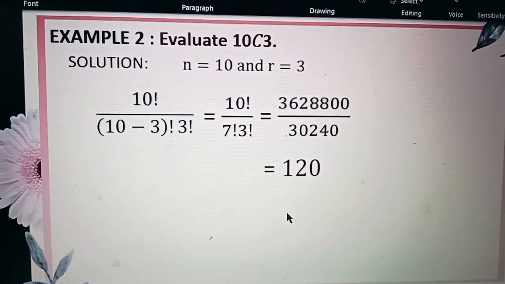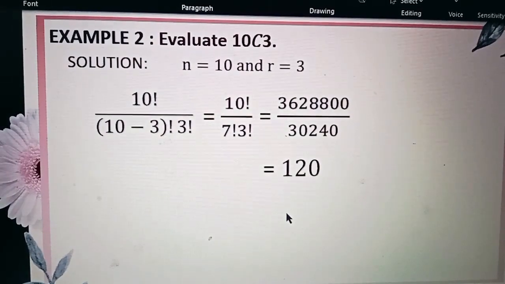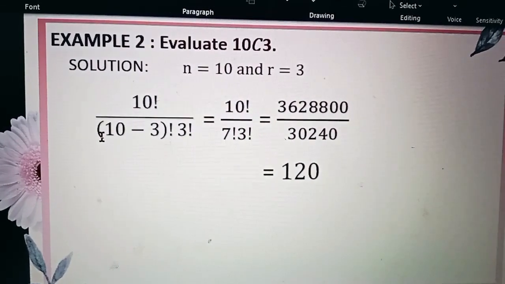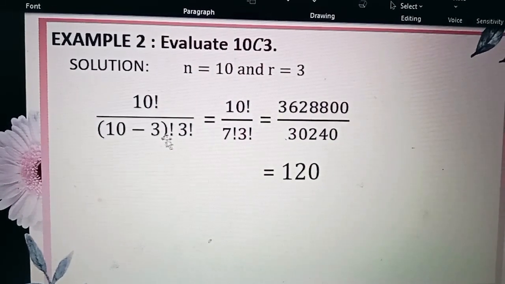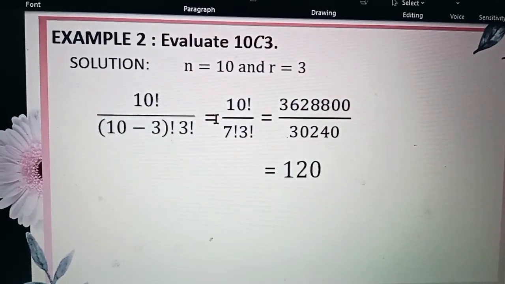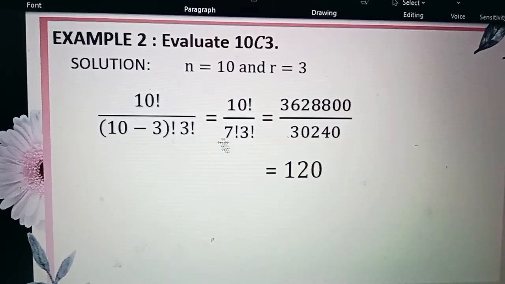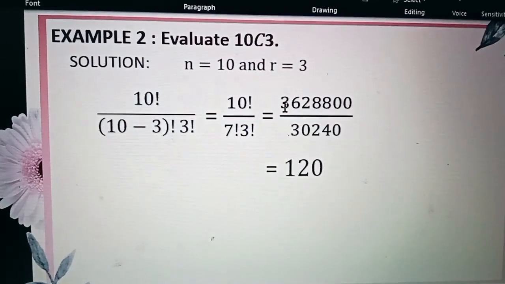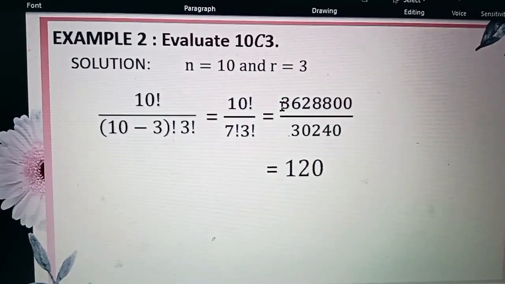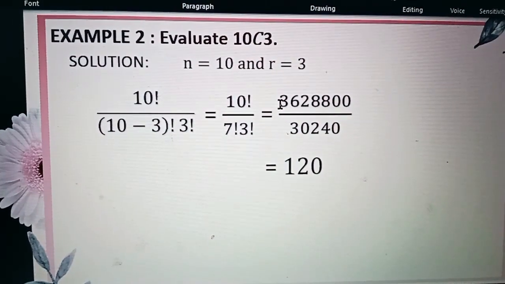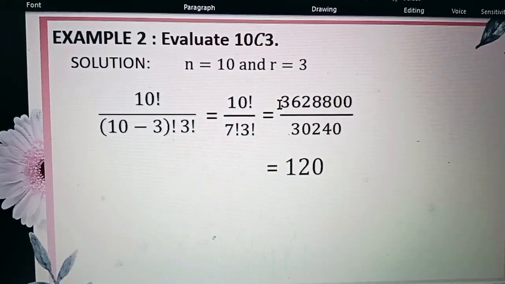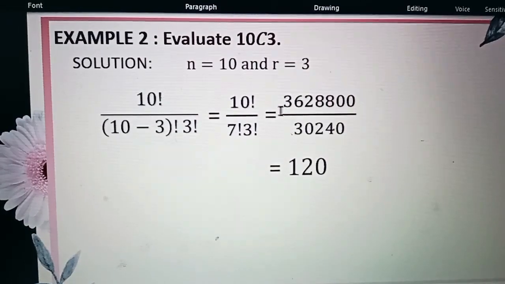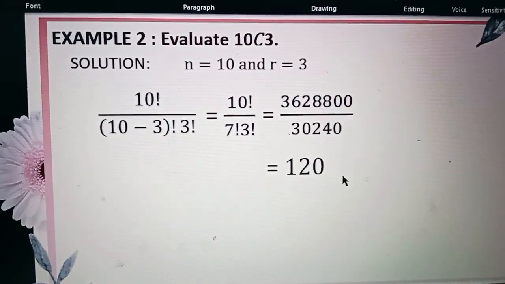Number 2, evaluate 10C3. n is equal to 10, and r is 3. So 10 factorial all over the quantity of 10 minus 3 factorial times 3 factorial, is equal to 10 factorial all over 10 minus 3 is 7 factorial, then 3 factorial. Evaluating that, it will give us 3,628,800 all over 30,240. Upon dividing, it will give you 120.